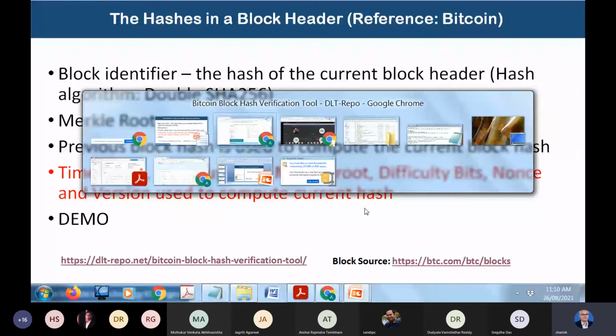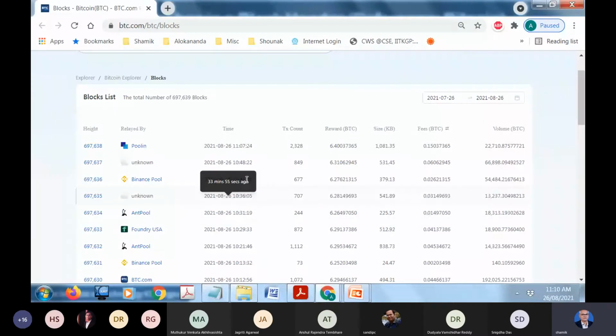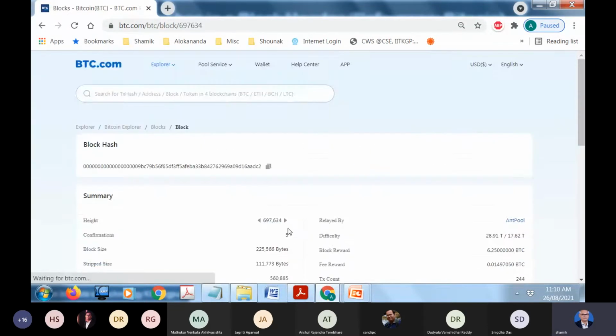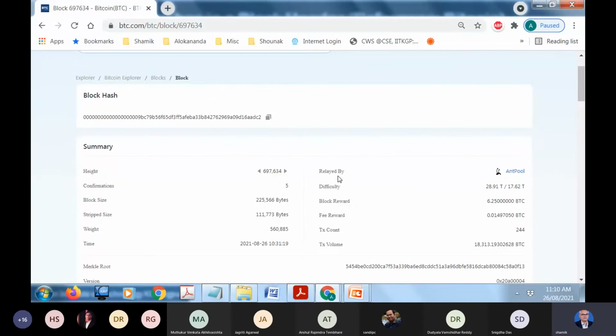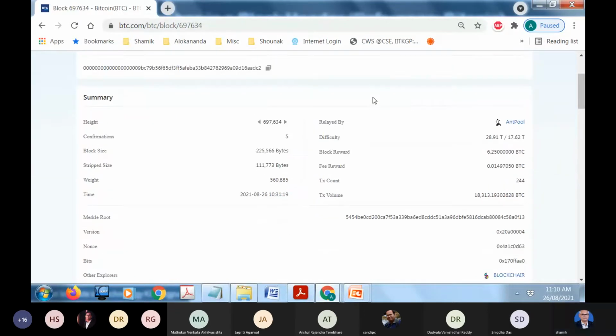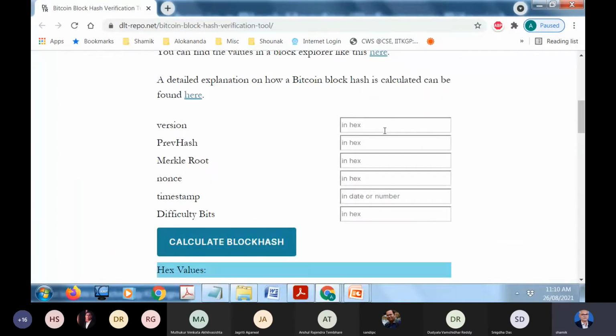These are live blocks, and you see that one was generated today at 11:07, the other was 10:48, and so on. So I'm just picking up at random one of them, say 697,634. So you can see this is 697,634, and I picked it up from this btc.com site for a particular reason. I'll explain why I picked it up. Now I'll feed in the data for this block.